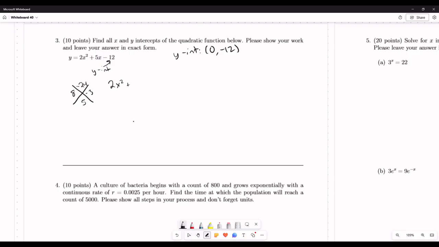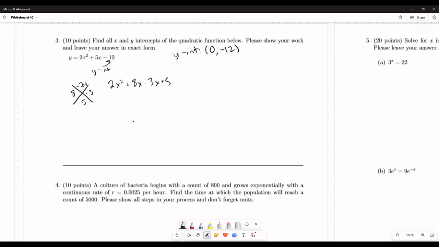2x squared plus 8x. While I'm doing this, why am I factoring? The reason I'm factoring is because I want to find where this thing equals 0. That's what the x-intercepts are. It's what happens when y equals 0.